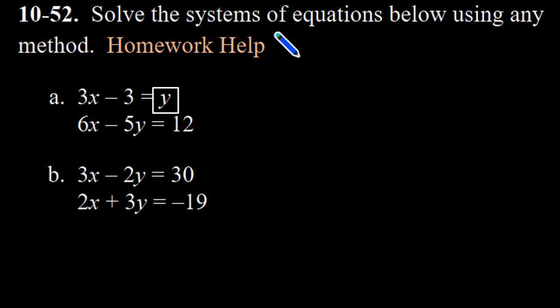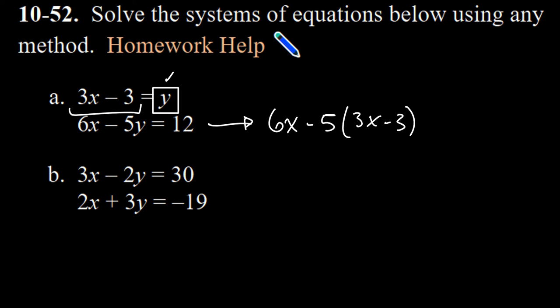So I'm rewriting this second equation. This second equation says 6 times x minus 5 times y. But for y, I'm going to use 3x minus 3 because y is equal to 3x minus 3. You can see it right there. 3x minus 3 is the y.